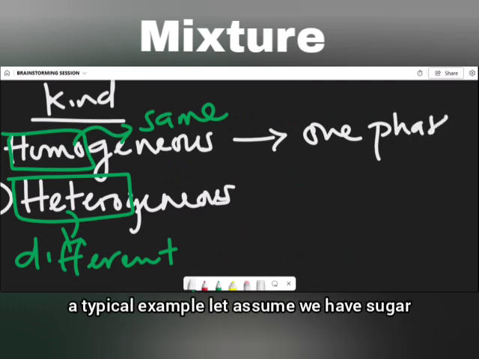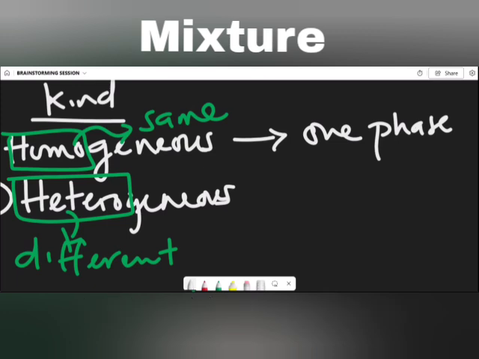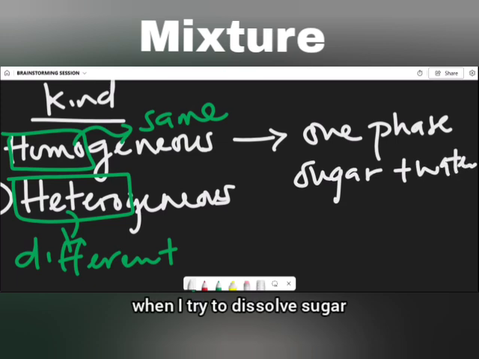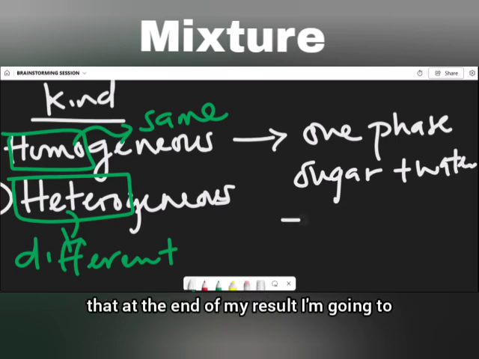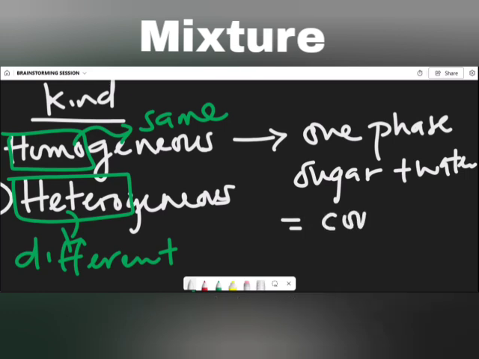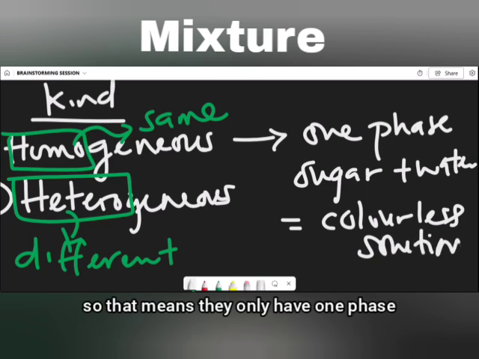Let me give a typical example. Let's assume we have sugar plus water. When I dissolve sugar in water, I'm going to see at the end of my result that I have a colorless solution. So that means they only have one phase.